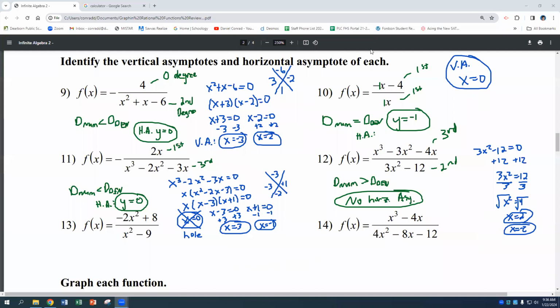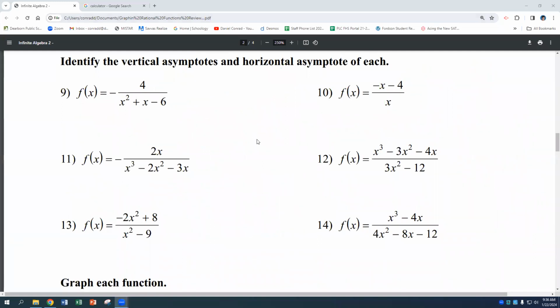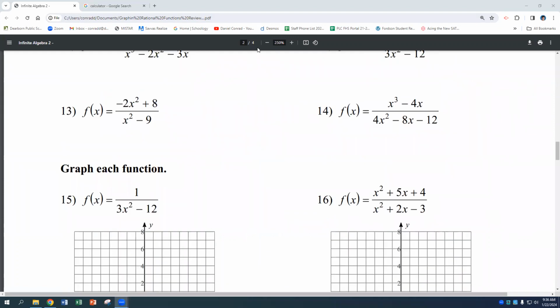All right, the last ones here, let's clear this and head down to 13. So this is a second degree. Just let me stay consistent with my colors. This is second degree. The denominator is also second degree, right? The x squared, x squared. So we're looking at the ratios, which is -2/1. So my horizontal asymptote is going to be y equals -2/1, which is just -2.